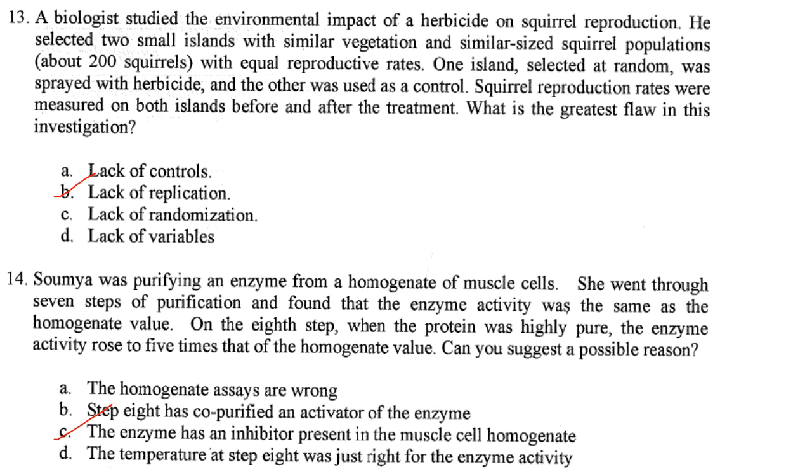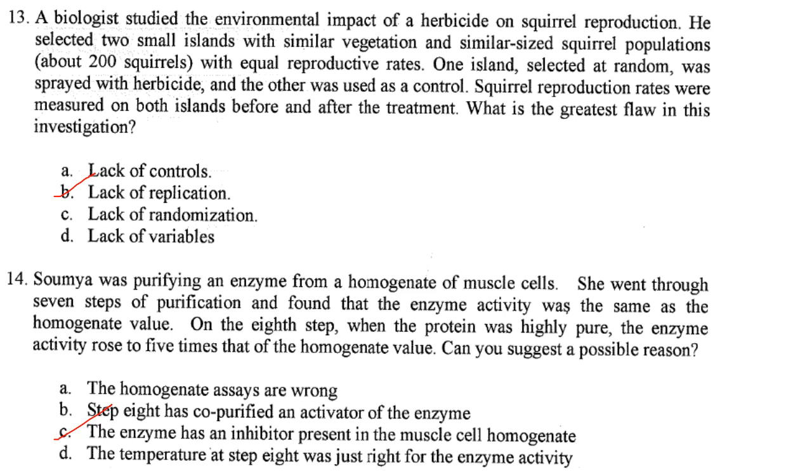Then next one. Soumya was purifying enzyme from a homogenate of muscle cells. She went through 7 steps of purification and found that the enzyme activity was the same as the homogenate value. On the 8th step, when the protein was highly pure, the enzyme activity rose to 5 times that of the homogenate value. Can you suggest a possible reason? The homogenate assay is wrong. That cannot be the answer. Step 8 has co-purified an activator of the enzyme. That also cannot be the answer.